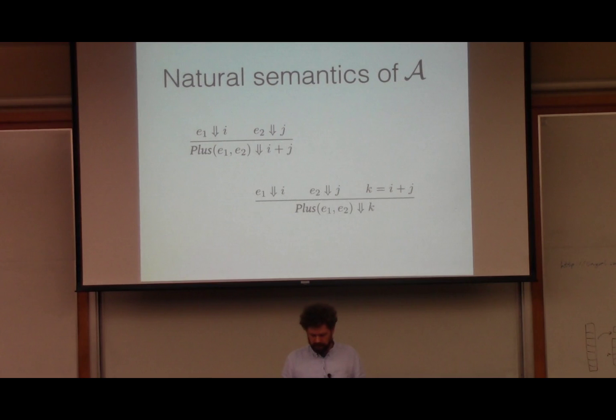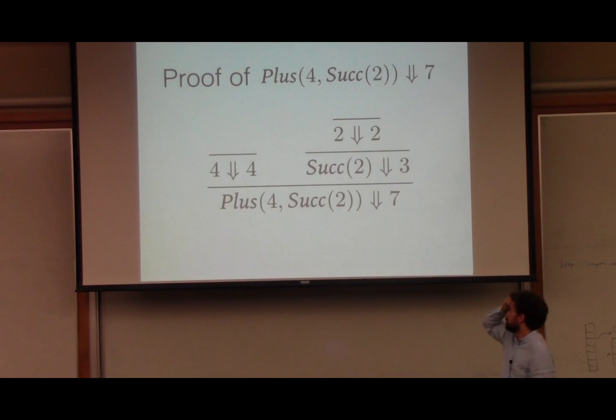Right, we could make this a little more explicit, in that I'm not constructing the plus of I and J on the right, by saying something like it actually evaluates to some number K such that K is equal to I plus J. Okay, and then we can write proofs about what things evaluate to by constructing trees that follow the rules that I've presented. So if you want to show that that little expression evaluates to 7, there's the proof of it.